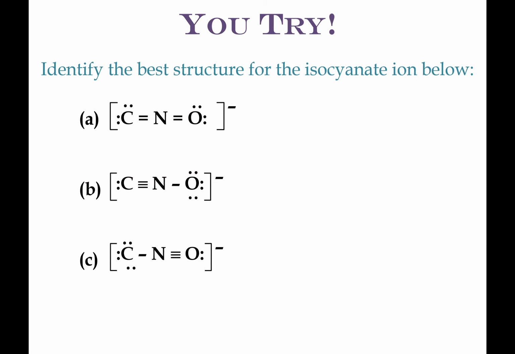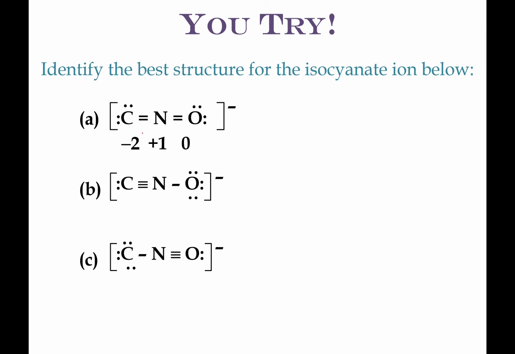Last one here, I think. Identify the best structure for isocyanate. I want you to go through, pause it, calculate the formal charge for each of the atoms in each of the molecules, and tell me which structure is best. Now, I know carbon's not the central atom here. Carbon will be the central atom when you have to draw a molecule if it's present, but not necessarily in a molecule that I give you. So if you don't pause it, you're missing out. You should pause it and try it. So here are the formal charges.